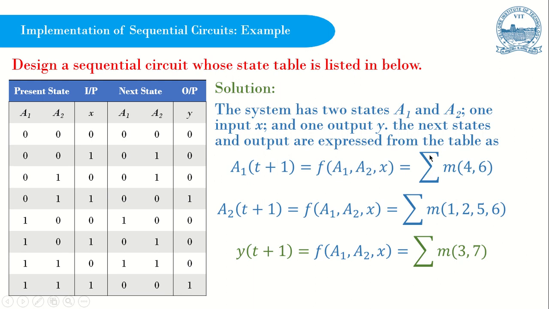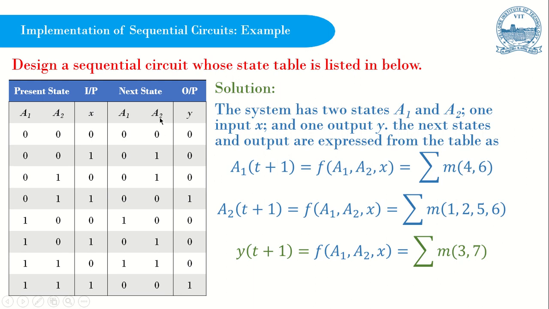And how we write this as a summation of min terms: since it is a 3-input combination, we have all 8 input combinations present in the state table. All 8 combinations with 3 bits means the table is complete. So I can consider this as min term 0, and this as min term 7, for 0, 1, 2, 3, 4, 5, 6 and 7. A1 is 1 for min terms 4 and 6, so I write summation m of 4, 6.